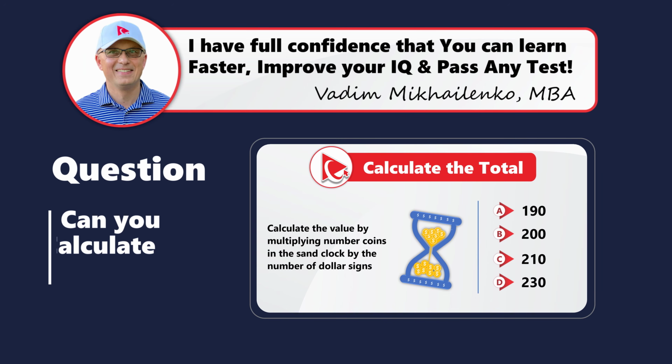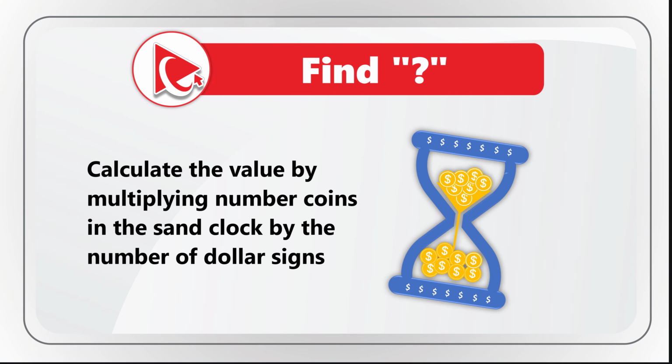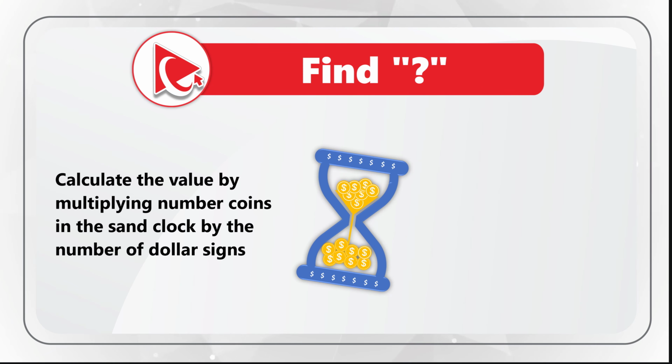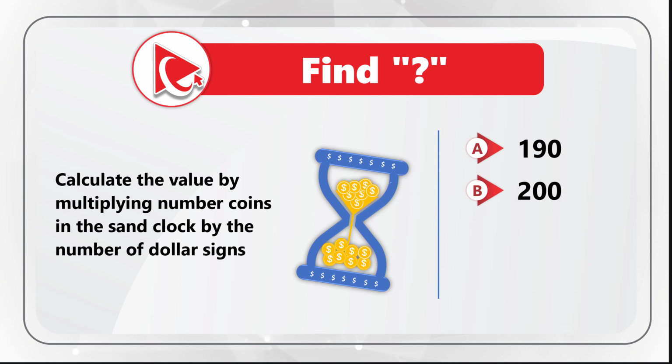Here's the problem for you to test your business math skills as well as attention to details. You need to calculate the value by multiplying the number of coins in the cent block by the number of dollar signs. You need to select out of 4 possible choices. Choice A, 190, choice B, 200, choice C, 210, and last but not least, choice D, 230.